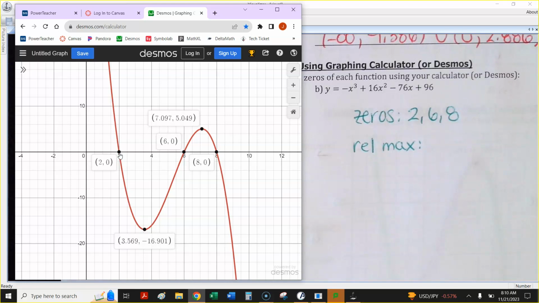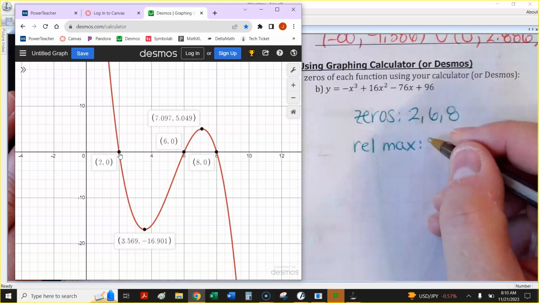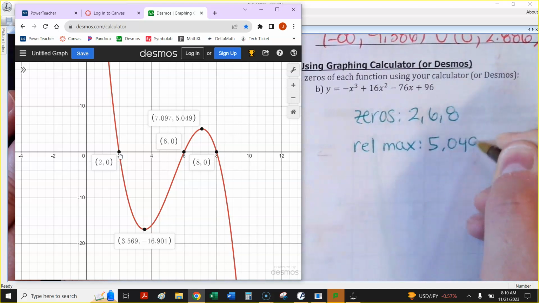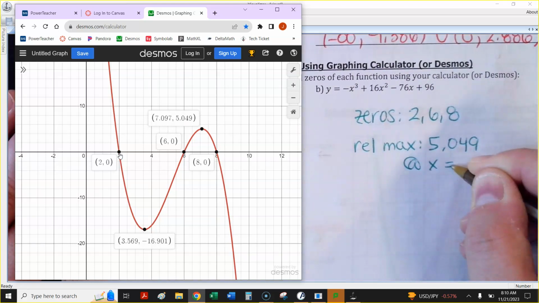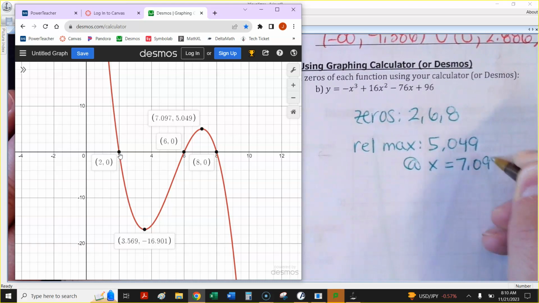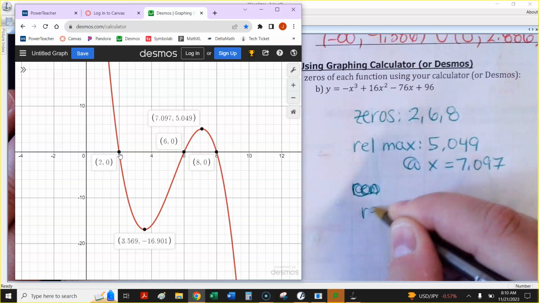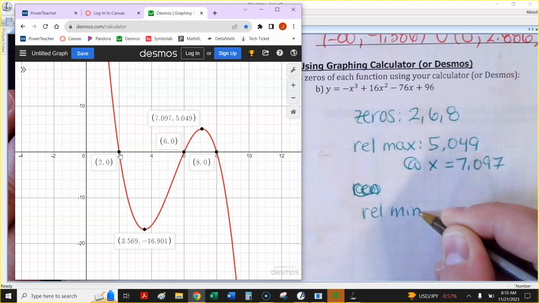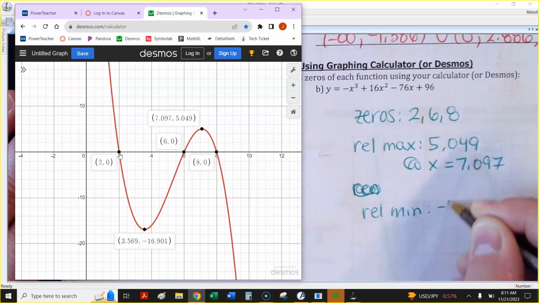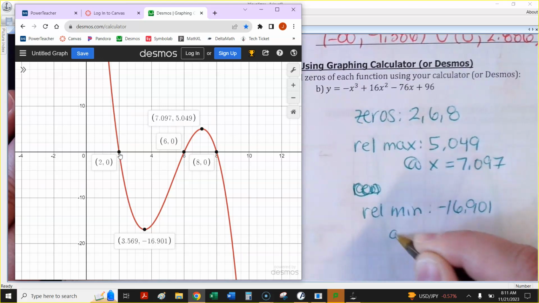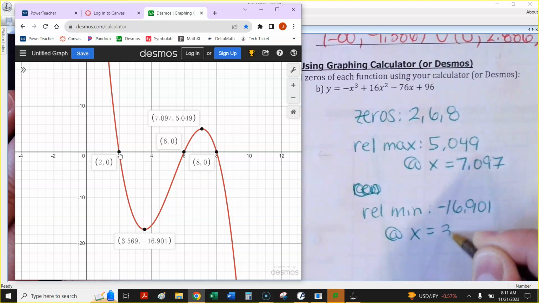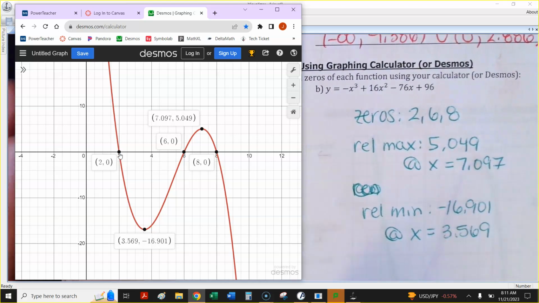So you're looking for the y coordinate. I wrote down max first. So what do we got? 5.049, and that's at the x-coordinate 7.097. And then my minimum is going to be that bottom, negative 16.901 at x equals 3.569. Does anybody have a question?